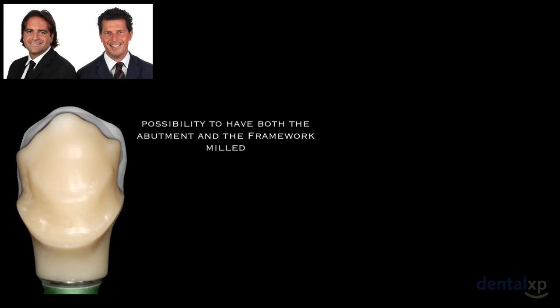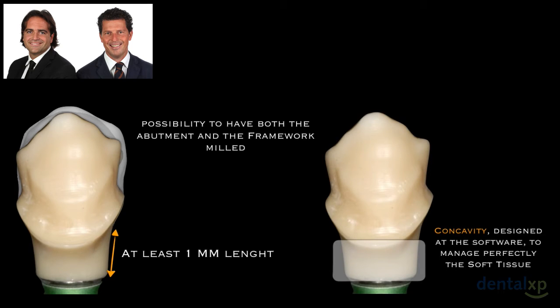And you can see here how precise the software is and how precise the milling center is. In this case, we had the possibility to have both the abutment and the framework milled, because we had at least 1 millimeter of vertical soft tissue height. So for the milling strategy, we could have both milled. And you can see from this view the concavity that has been designed in the software to manage the soft tissue perfectly. So every detail has been studied from the clinician and also from the technician perspective.